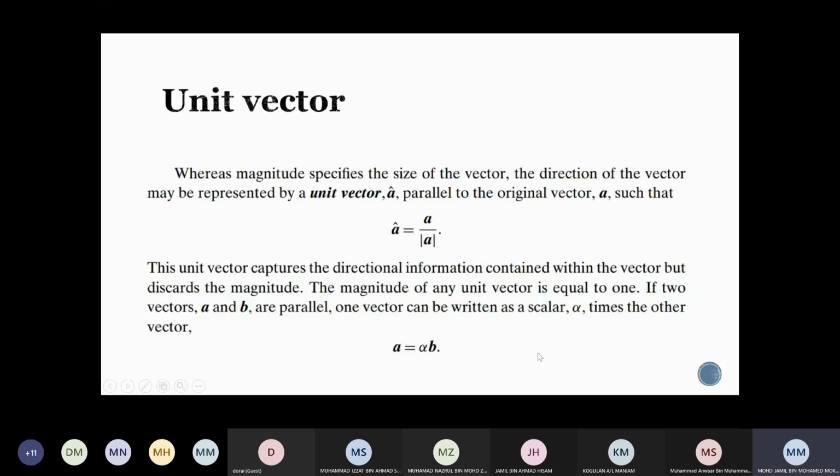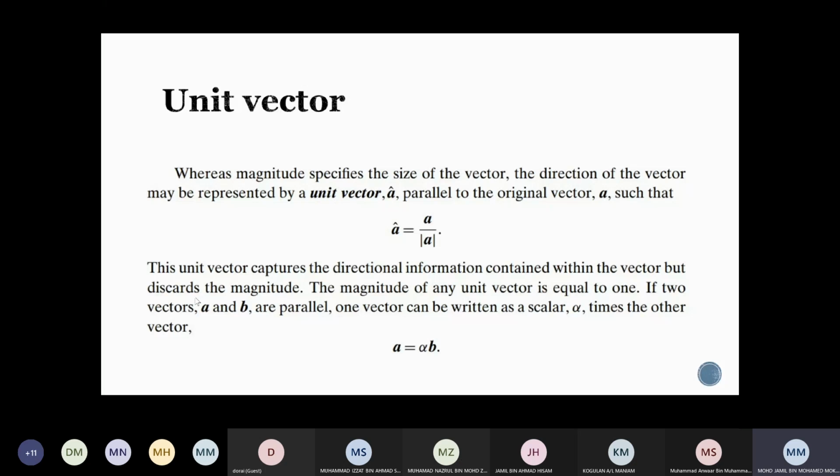So after we find magnitude, we can find the unit vector in the direction of another vector. For example, if we have vector A, then we can find the unit vector parallel or in the direction of A using this formula: the vector A divided by its magnitude. So this unit vector captures the direction information contained within the vector, but removes or discards the magnitude.